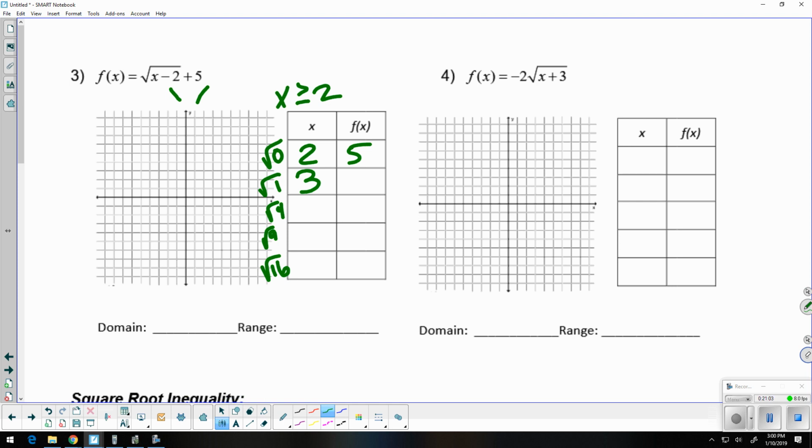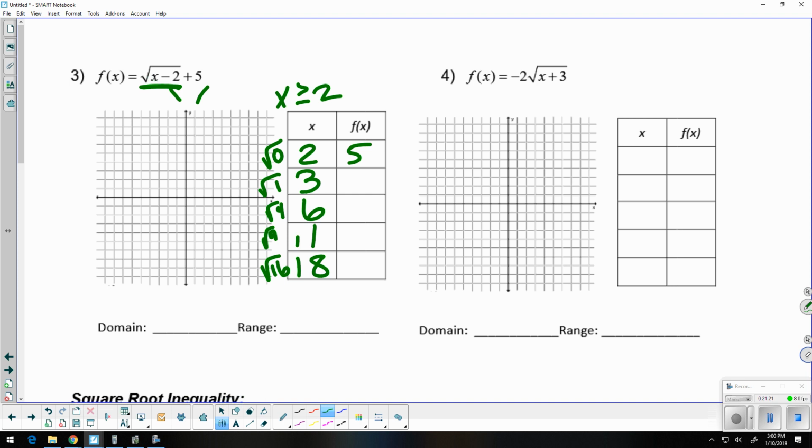So again, I'm just looking underneath the square root here. Think about what I'm plugging in for x. How do I make that into a 4? Well, I have to plug in 6. How do I make that into a 9? That's 11, so getting pretty big here. And then to get 16, that'd have to be 18. Okay, so now plug your numbers in for x, solving for y.